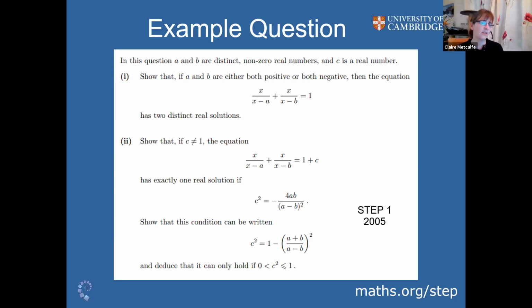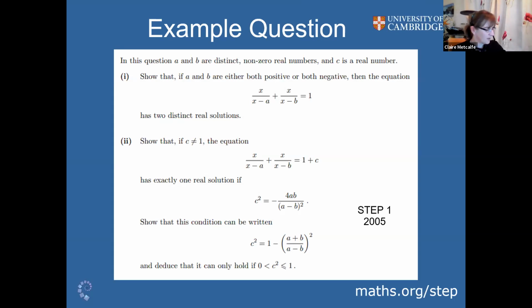What I'd like you to do is have a quick look at this question, and then in the chat, can you try and say what sort of maths you think you might need to use to solve this question? So what sort of topics you'll need to use? So we've got a few suggestions: algebraic fractions, quadratics, including the discriminant. Yeah, lots of people mention the discriminant.